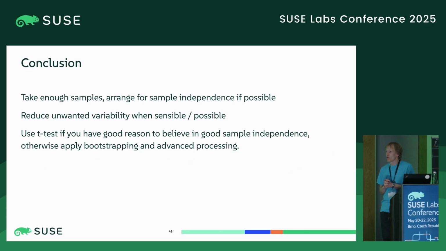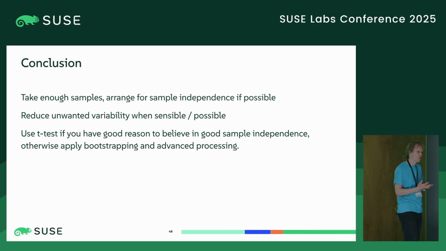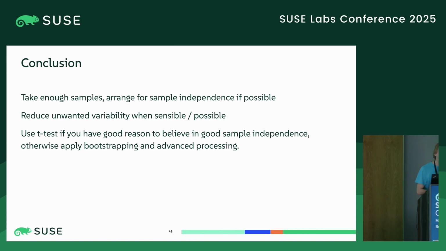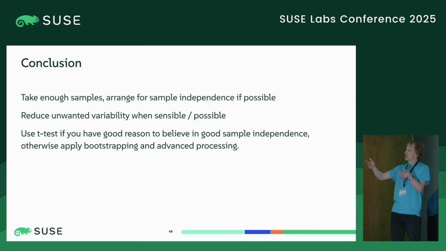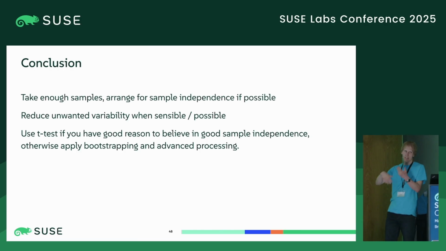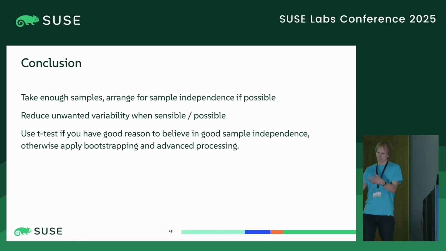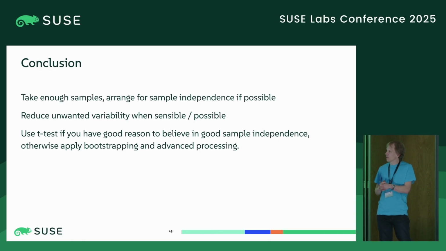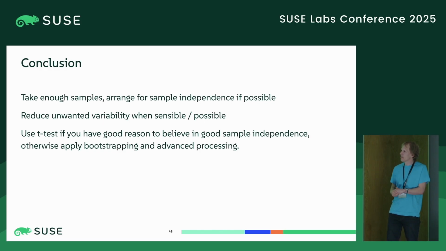That's basically all I had to cover today. If I should summarize the recommendations for benchmarking, if you have to do it: take enough samples and arrange for some sample independence if possible, by restarting the benchmark several times, rebooting between several runs and so on. Also reduce the unwanted variance. When you have in mind what you are looking for, in some cases you can reduce the variability a lot by constraining the system a lot. Sometimes you cannot, depending on your use case, but it's always good to get rid of variability you are not interested in.